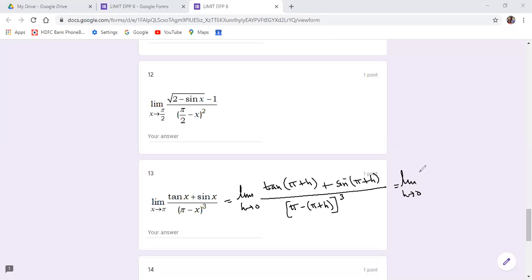Tan 180 plus theta is which quadrant? Third quadrant. So tan h, and the minus sin h, divided by minus h the whole cube. So minus h, I didn't write. Now limit h tending to 0. Tan is sine upon cos.